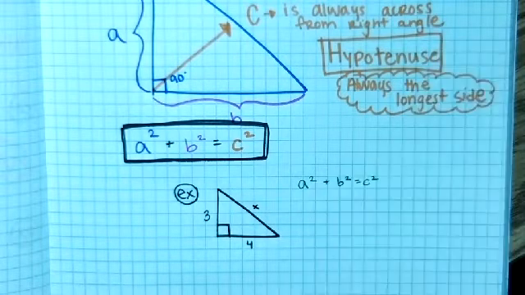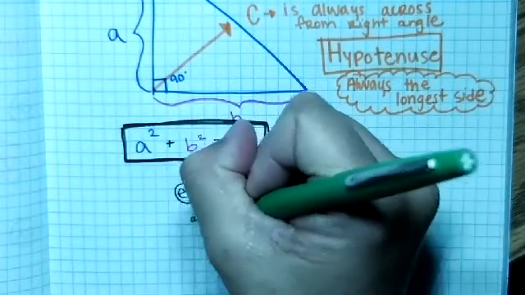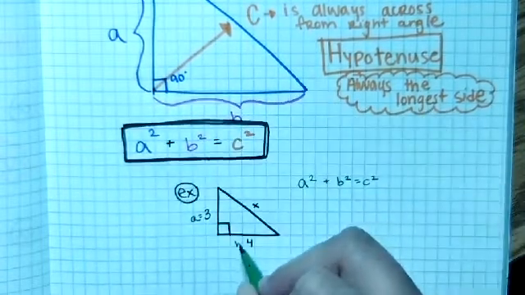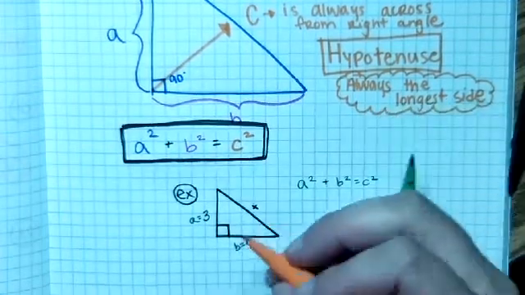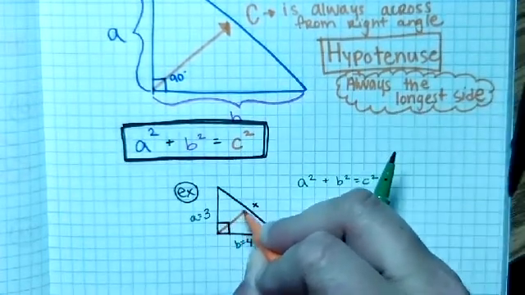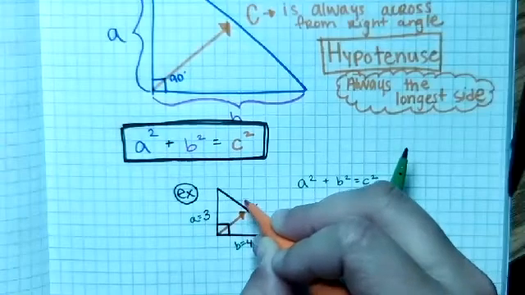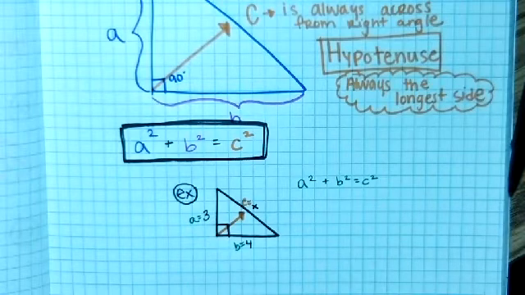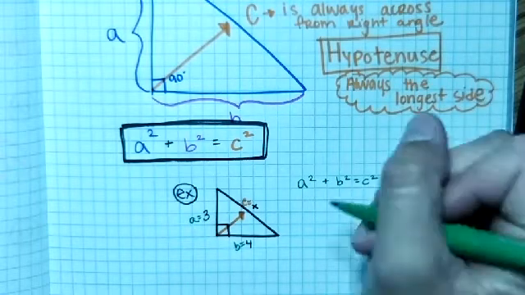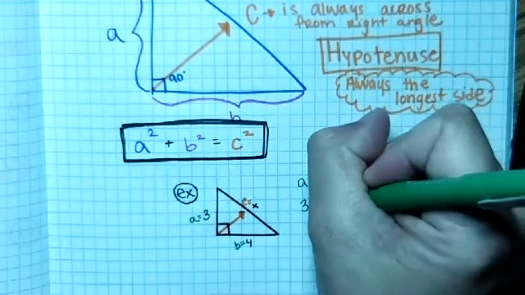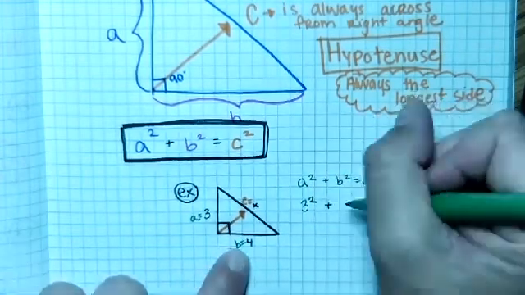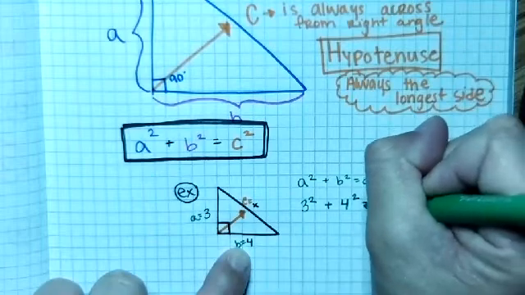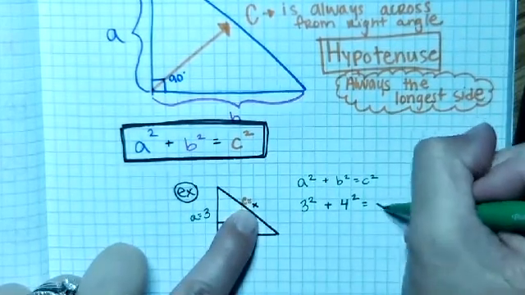Now, I'm going to label the parts. So I'm going to label A, B, and the most important one is C. Again, I'm going to draw that arrow from the right angle, and that's C. Now I can put that into my formula. This is going to be 3 squared plus B is 4. That's 4 squared equals, and then my C is actually X.